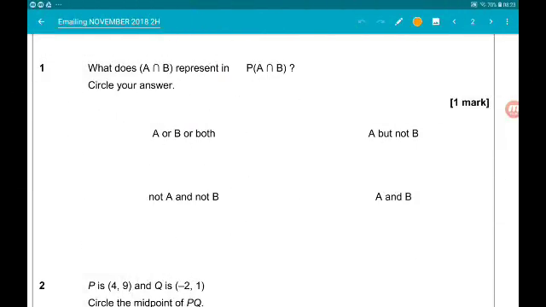Okay then, let's see what hell awaits us. So, question 1. What does A intersection B represent in P brackets A intersection B? That whole thing means the probability of A intersection B. Now, in English, A intersection B means A and B.